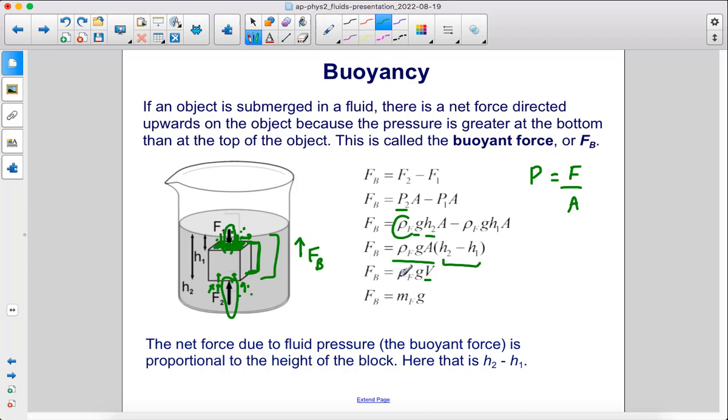So what else do we have here? Oh, well, remember, density by definition is mass per unit volume. Therefore, if we have density times volume, that is equal to mass, right? Mass equals rho V. So we have rho times V, so we can replace that with M. So the net force due to fluid pressure is proportional to the height of the block, and it's actually equal to the weight of the displaced fluid. So we'll get into that on the next slide.